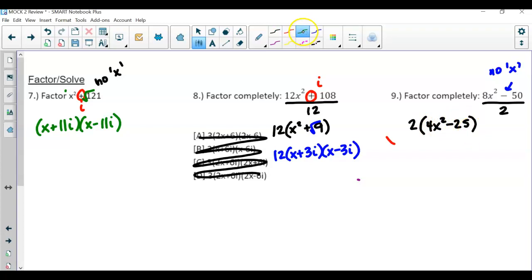Now notice we do have the difference of 2 perfect squares because the square root of 4 is 2 and the square root of 25 is 5. So don't forget the GCF, but now I have 2 times 2x plus the square root of 25, which is 5, times 2x minus 5.